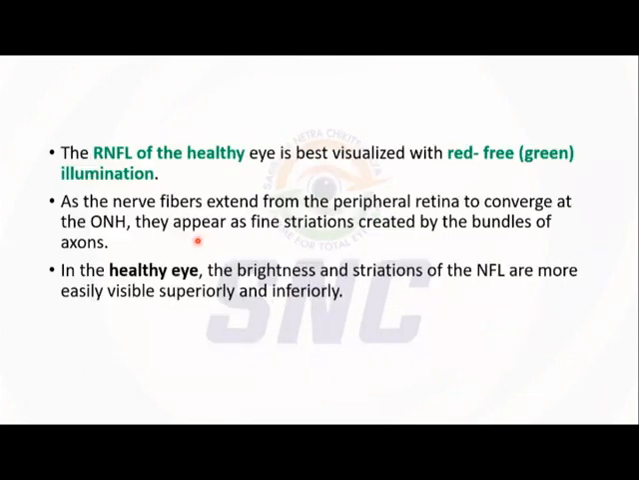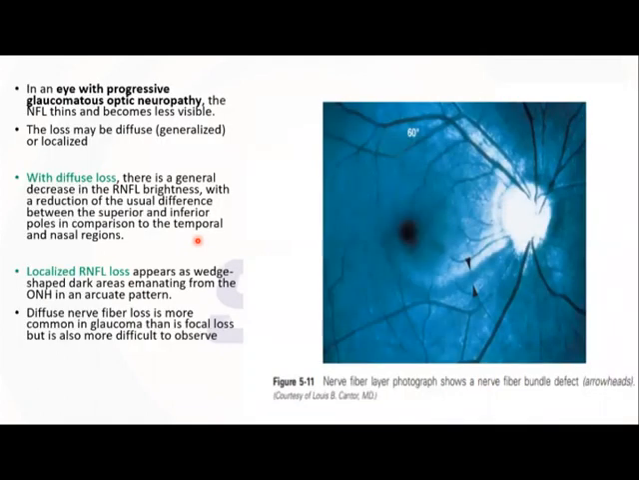The retinal nerve fiber layer of a healthy eye is best visualized with red-free illumination, as the nerve fibers extend from the peripheral retina to converge at the optic nerve head. They appear as fine striations created by the bundles of axons. In a healthy eye, the brightness and the striations of the nerve fiber layer are more easily visible superiorly and inferiorly. In an eye with progressive glaucomatous optic neuropathy, the RNFL thins and becomes less visible.